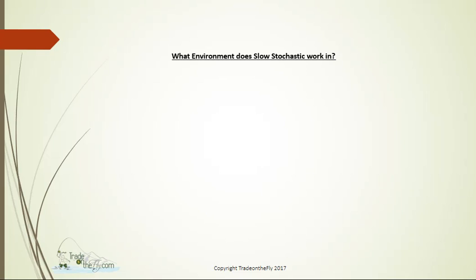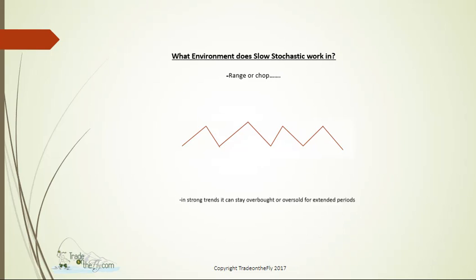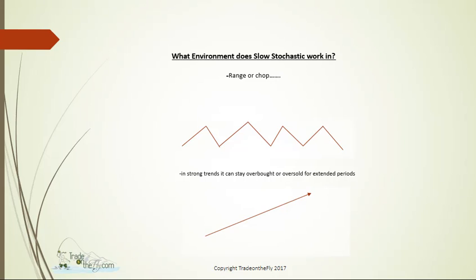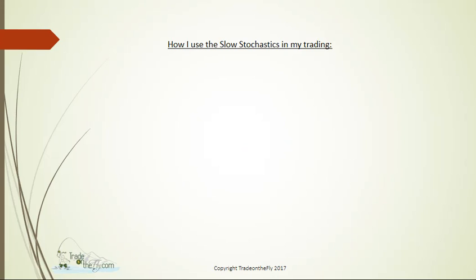So what environment does the slow stochastics work well in? It's going to work well in range or chop. We want to be able to identify back and forth action so we can look for those overbought and oversold levels. In strong trends, the slow stochastic is not going to work as well because it's trending and that indicator can stay overbought or oversold for extended periods of time and becomes much less useful in our trading.